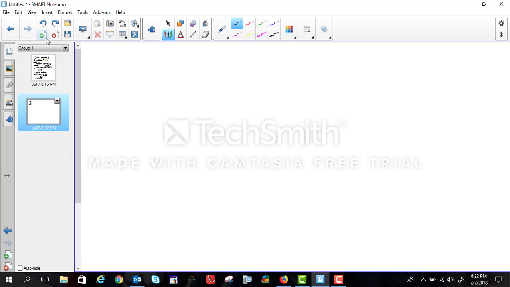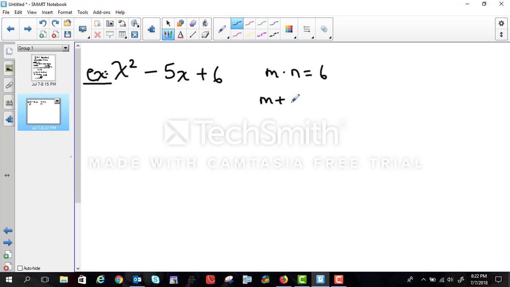So if we do another example, let's say I change it slightly. So I'm going to go x squared minus 5x plus 6. So the only thing I've changed is the middle number. But again, we're still looking for two numbers that multiply to give us 6, but they have to now add to minus 5.